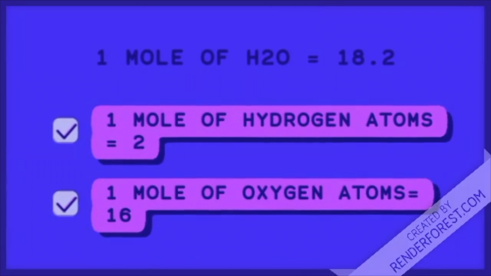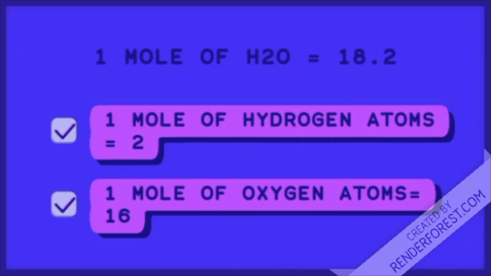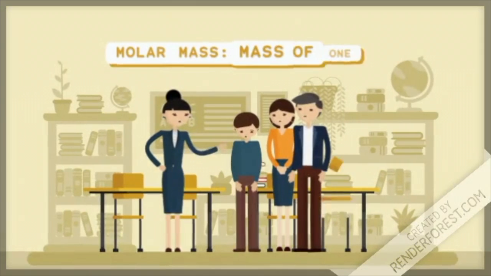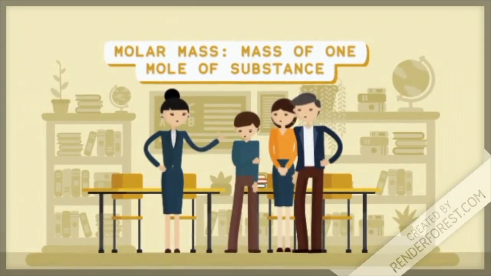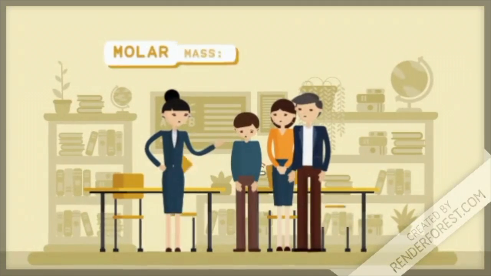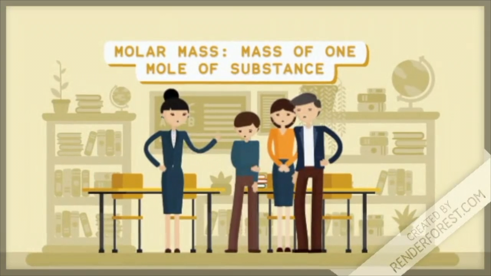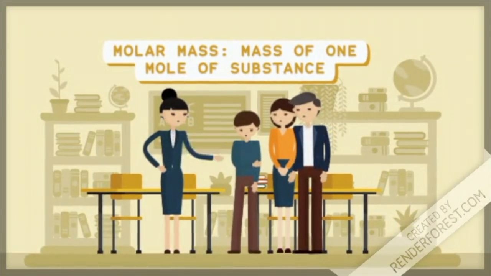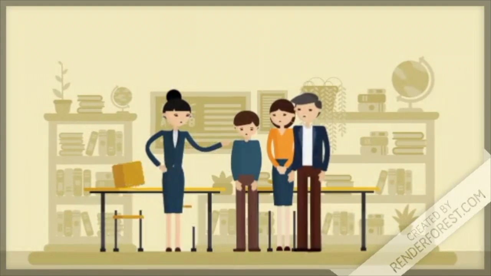For example, a mole of hydrogen atoms is about 1 gram in mass, and a mole of water molecules is about 18.02 grams in mass. And this mass is called their molar mass. Molar mass is namely the mass of one mole of a substance. It is also the sum of the atomic masses of the atoms making up the molecule.